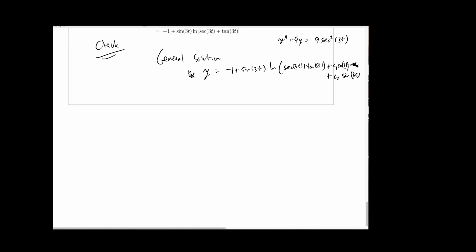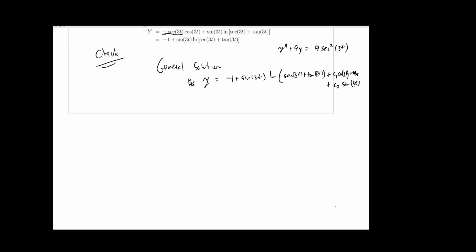Let's check our solution below here. How can we check our solution? Well, we're just going to check our particular solution, because I'll assume you already know that the solution to the homogeneous is correct, and you can check that separately. So remember, we had y was this function here. I'll just write it. Y is this. So what is y prime? Y prime is precisely, well, the derivative of minus 1 is 0.